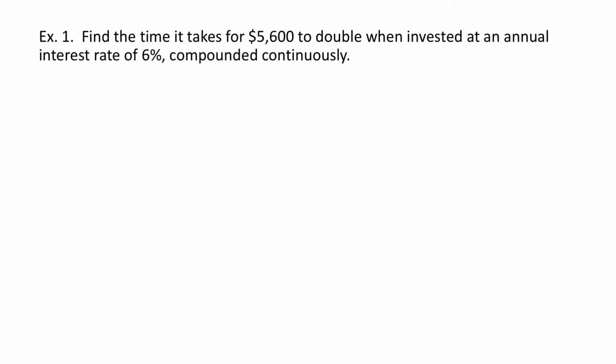Okay, so the first example says find the time it takes for $5,600 to double when invested at an annual interest rate of 6% compounded continuously. So I'm going to highlight the important information here. So we've got initial investment of $5,600. We want to find the amount of time it takes for it to double. We've got an interest rate of 6%, and we're told that it is compounded continuously.